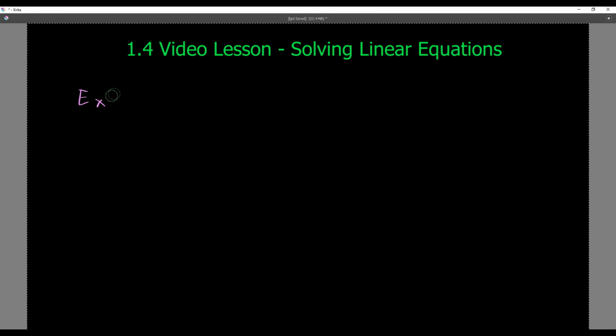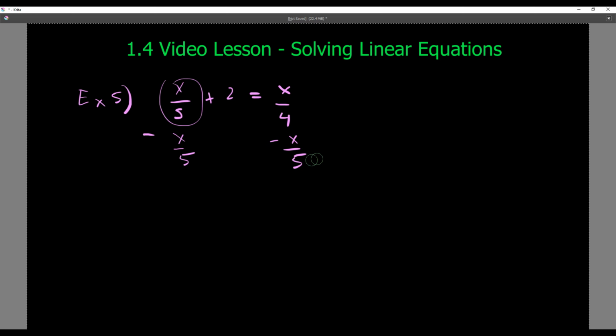Example number 5. Last one of this type. Okay, so I have x over 5 plus 2 equals x over 4. So I can just subtract this whole thing, right? Subtract x over 5 on both sides. So I have 2 is equal to x over 4 minus x over 5, whatever that is, right?